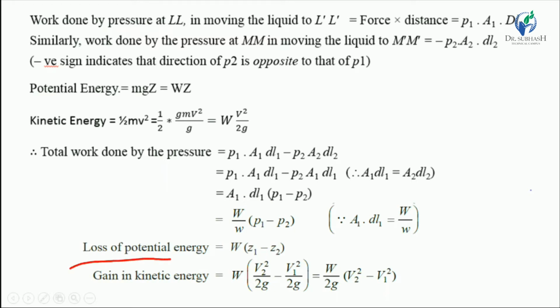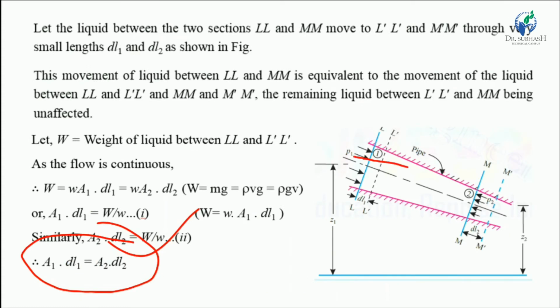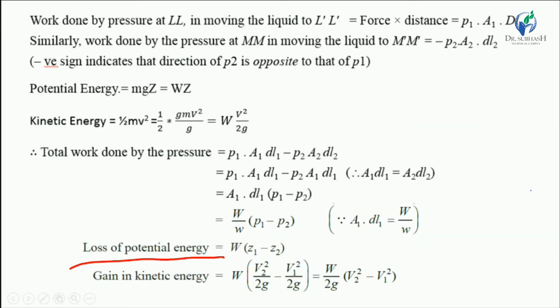Okay. Now the loss of potential energy. Potential energy is lost when the liquid is moved from MM to MM dash and LL to LL dash, because the height is reduced. That's why potential energy is reduced. So what is the loss of potential energy? We can get it from the difference, WZ1 minus WZ2. Okay. So W is common. So we get the loss of potential energy as W into Z1 minus Z2.